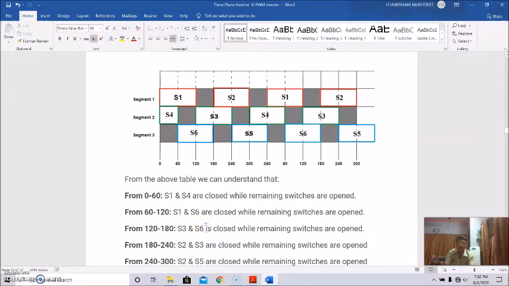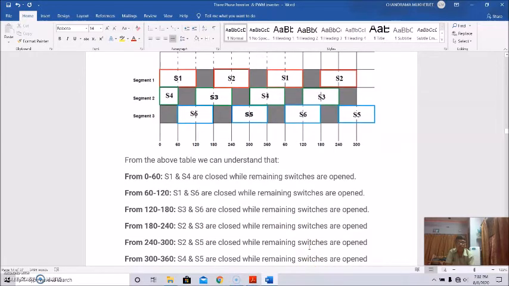So actually these are closed, and the remaining switches are open. From 180 to 240, H2 and S3 are closed while the remaining switches are open.